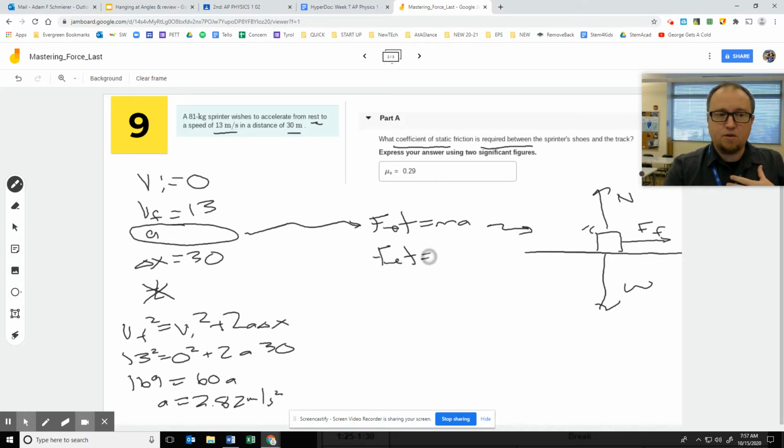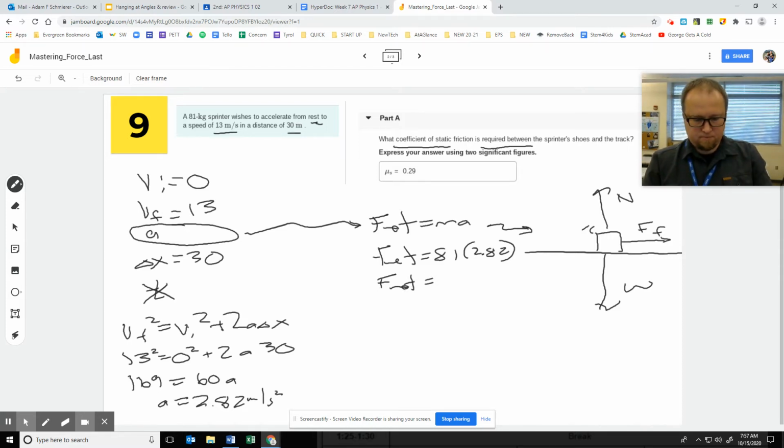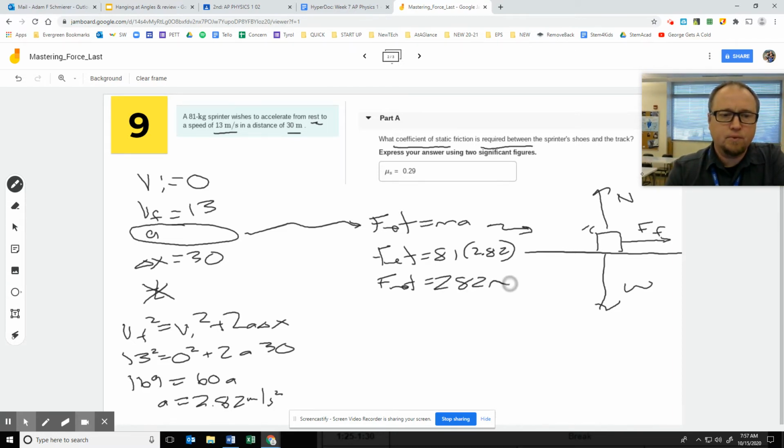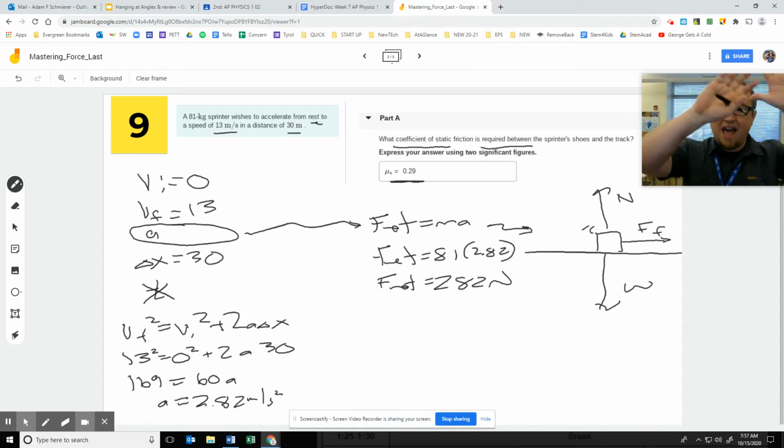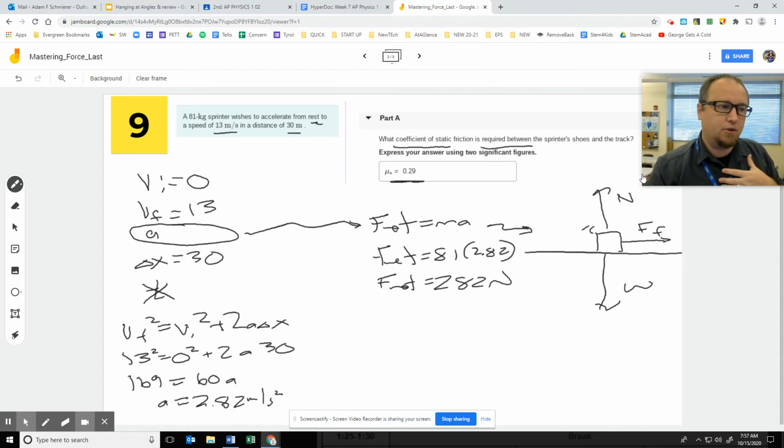So watch this. F net equals M A. And let's plug in 81. Okay, 282. Please notice it's nowhere close to the right answer. I think that's tough in this class. Sometimes you'll put it in a calculator, you get a number, and you'll be like, am I done yet? Nope. Sometimes the thing you calculate is just a piece of the puzzle. So now we've got to take that piece and go, okay, I got an F net for my situation.